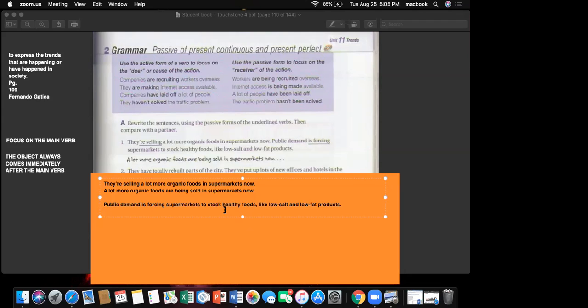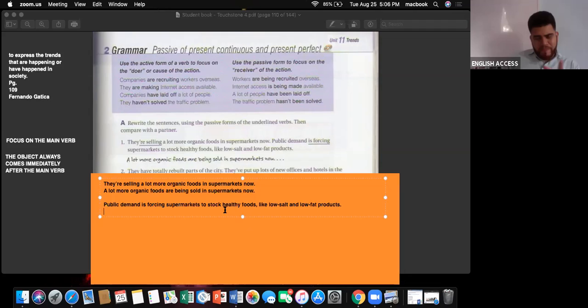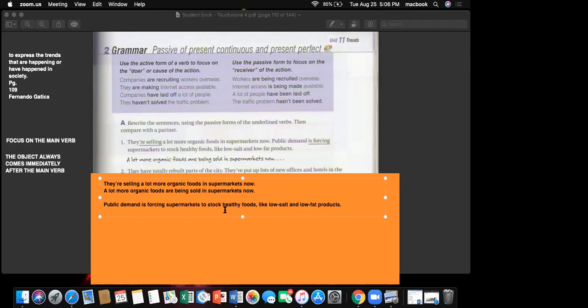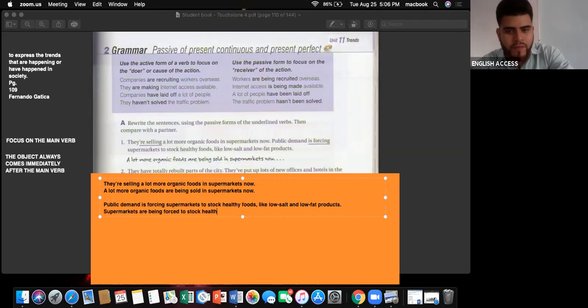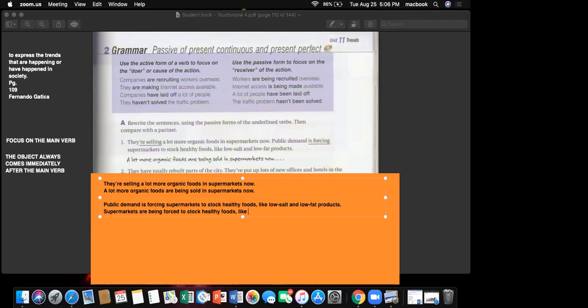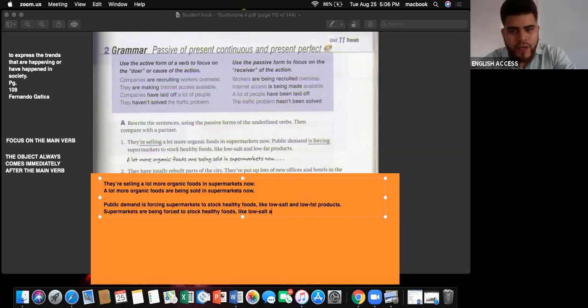Yasmin, Jackie, Andres. Can you make this passive, please? Supermarkets are being forced to stock healthy foods, and so on. Yes, like low salt and low fat products.